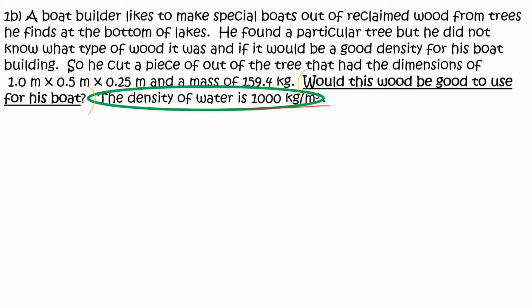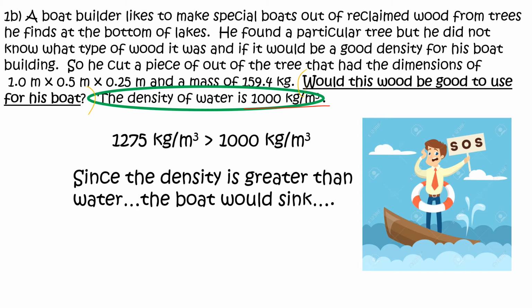Well, hopefully you realize that 1,000 kilograms per meter cubed is definitely a lot smaller than 1275 kilograms per meter cubed, which we just calculated. 1275 kilograms per meter cubed is more dense. It's a very heavy wood. As a matter of fact, it's probably the second most dense wood known to man. And that boat would definitely sink because the density is greater than water. And bye-bye boat. That's why it was found at the bottom of the lake and not on the top.